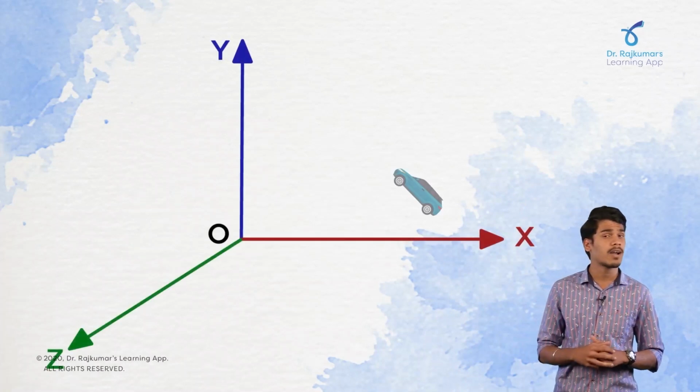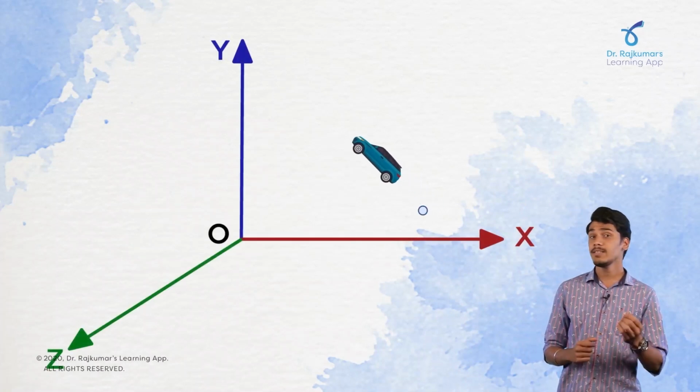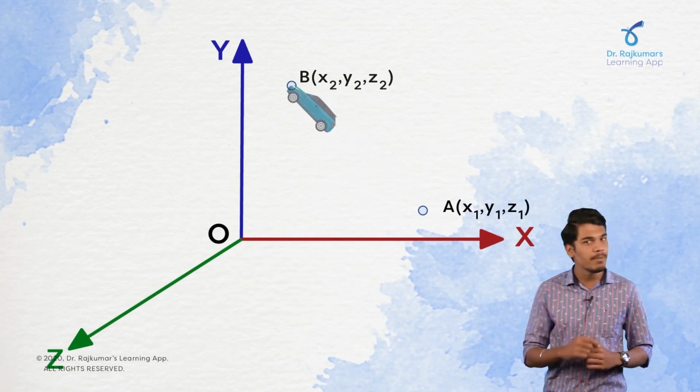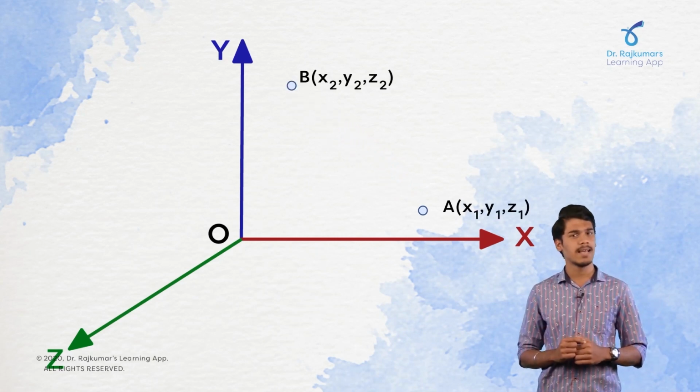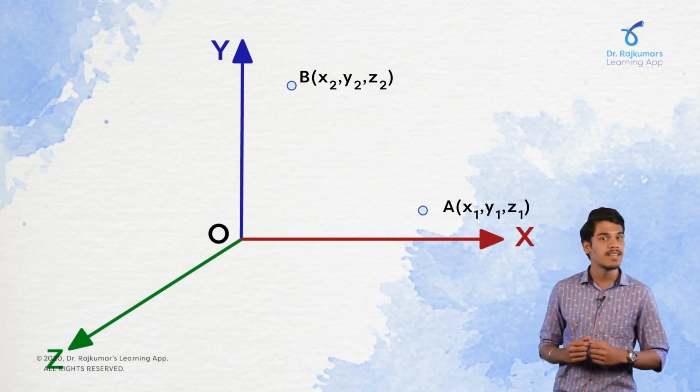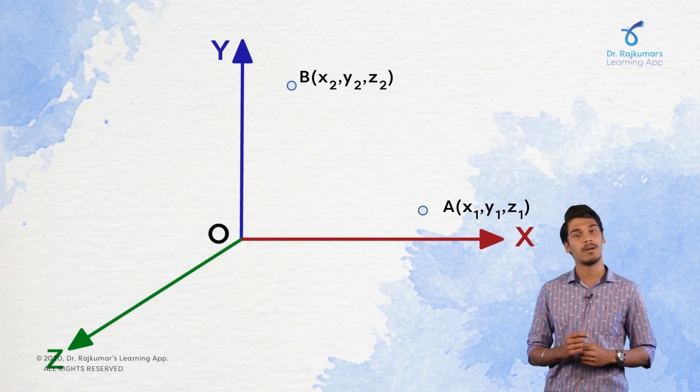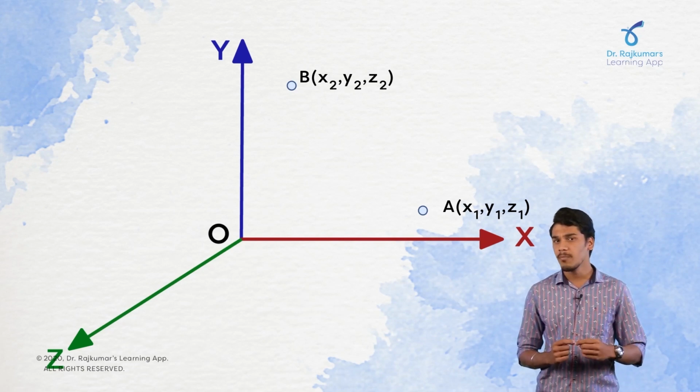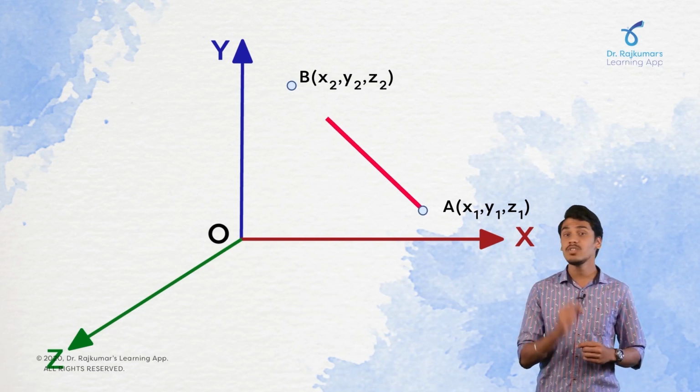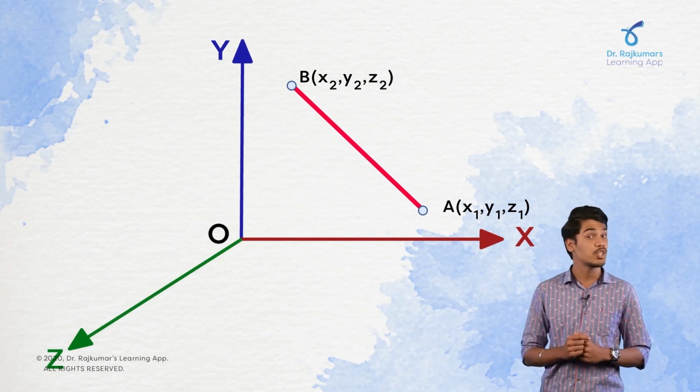Let us consider this particular example where a car is moving on this graph. It is moving from point A to point B. Point A is taken as x1, y1, z1 and point B is taken as x2, y2, z2. Now if you see here, when I have to join these 2 points with a vector, there is only one line with which I can join these 2 points.